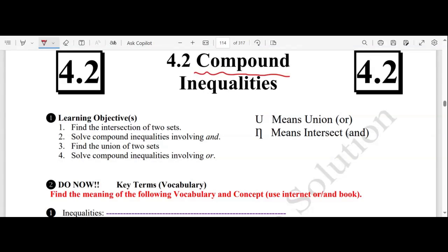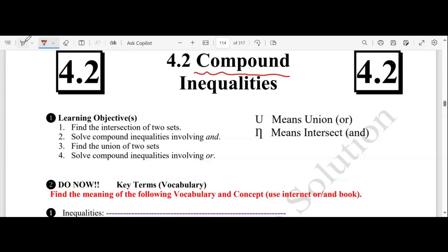4.2 Compound inequalities. Learning objectives. 1. Find the intersection of two sets. 2. Solve compound inequality involving AND. 3. Find union of two sets. 4. Solve compound inequality involving OR.